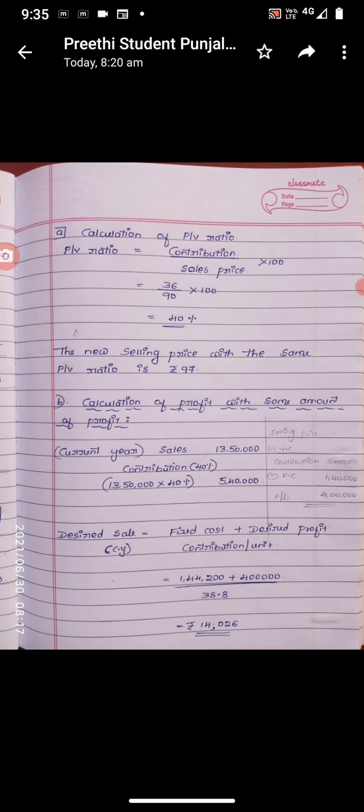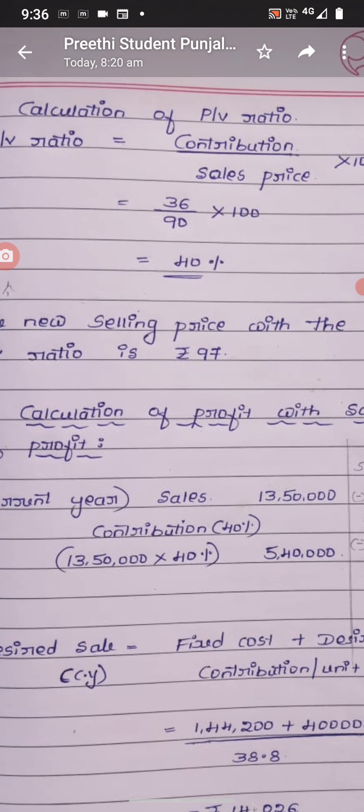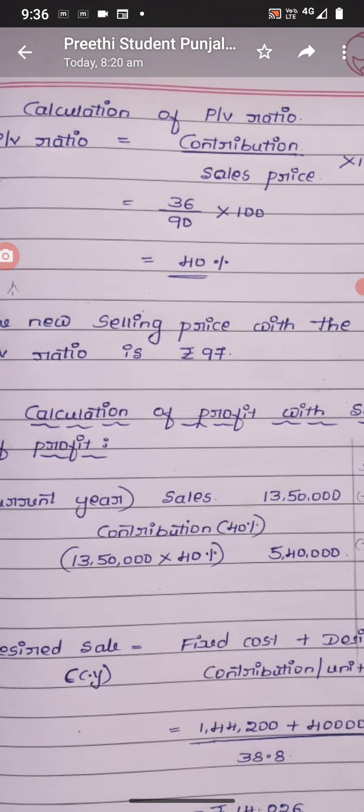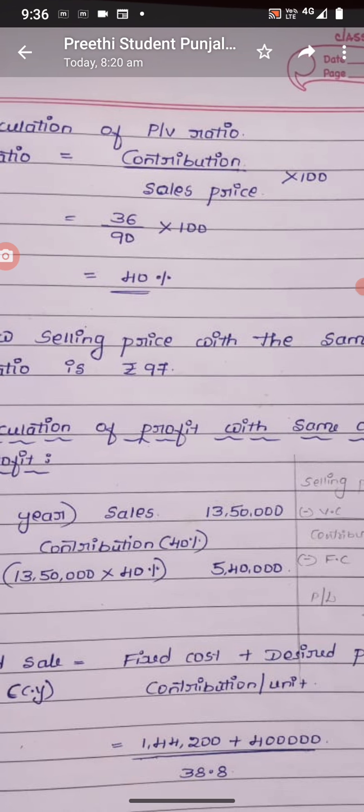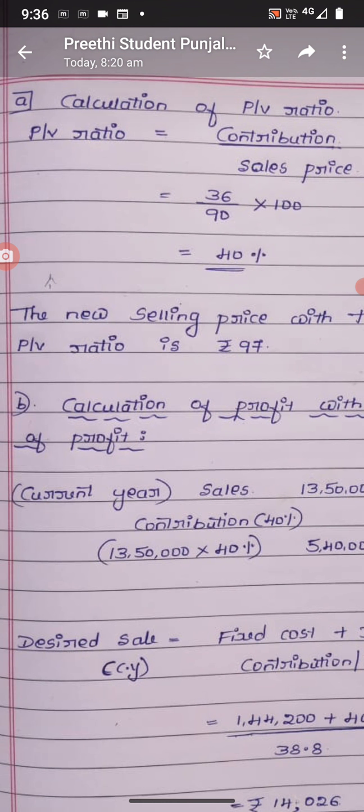So let us solve the problem here. Calculation of PV ratio they have asked first. So you all know PV ratio is contribution per unit divided by sales price per unit into 100. So let us do this first now.